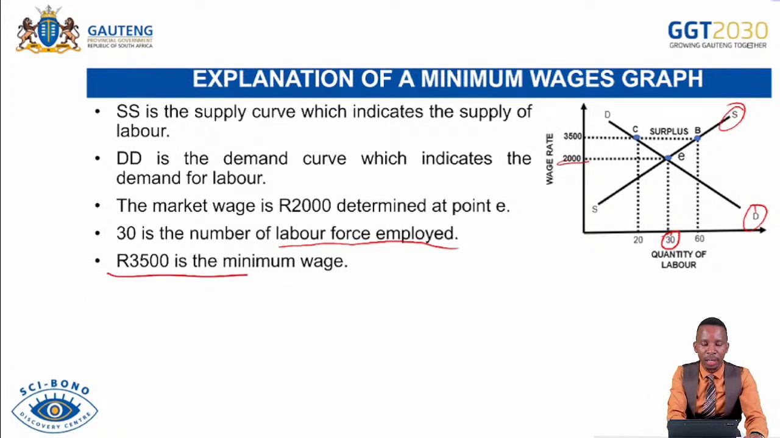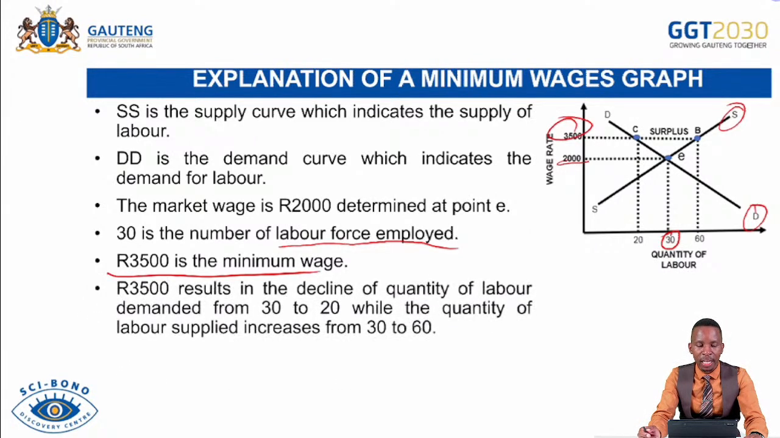3,500 is the minimum wage, the wage that no one should be paid below in this particular industry. 3,500 results in a decline in the quantity of labor demanded. You can see that it declined from 30 to 20 million. Because of the minimum wage, firms are no longer demanding more workers, since they do not have enough money to pay these workers as the labor cost becomes very expensive. So it declines from 30 to 20 million, while the quantity of labor supplied increases from 30 to 60 million.